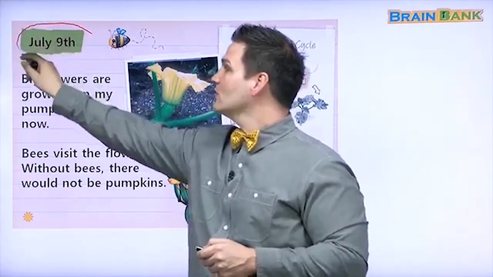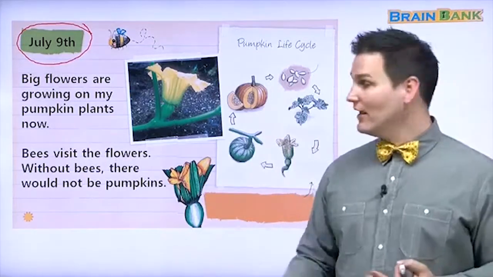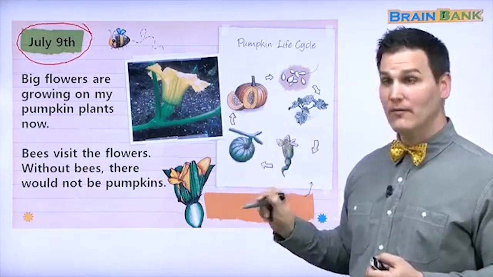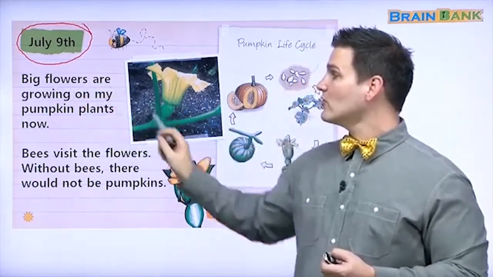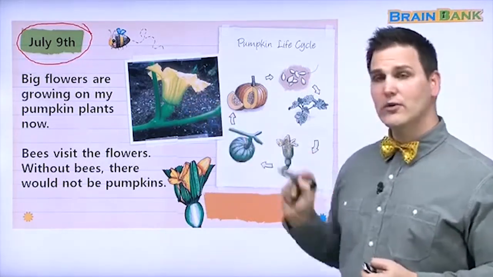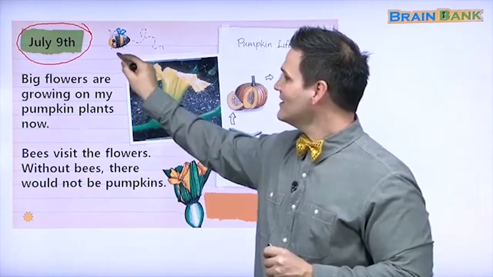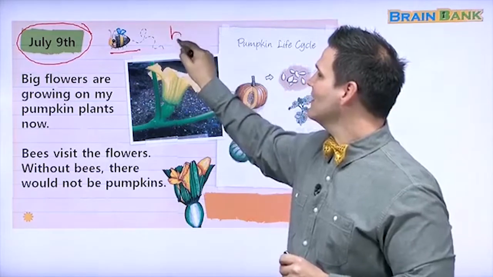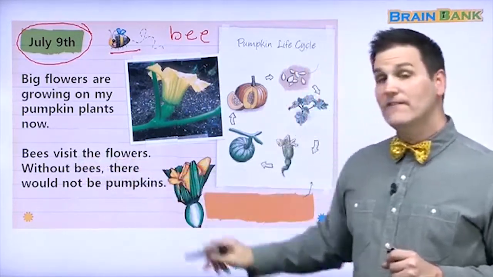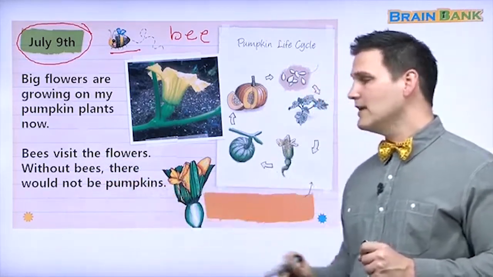Now, July 9th, about 1 month later. Here we can see a beautiful flower. Big flowers are growing on my pumpkin plants now. What color is this flower? Very good, yellow. What is this? This is a bee. Bees visit the flowers. Without bees, there would not be pumpkins.